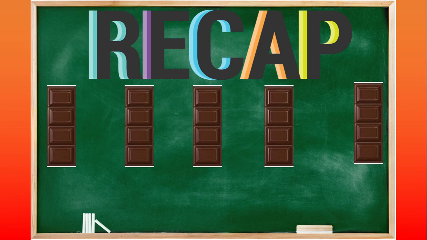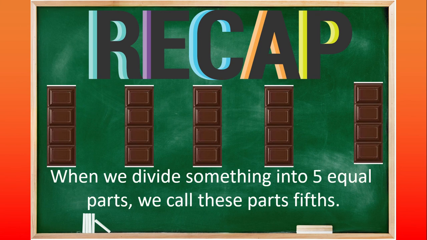Now, if we split up something into 5 equal parts, we call each part a fifth. So this is a fifth, this is a fifth, this is a fifth, this is a fifth, and this is a fifth. If I have 2 pieces out of the 5, I have 2/5. If I have 3 pieces out of the 5, I have 3/5. And if I have 4 pieces out of the 5, I have 4/5. But if I have all 5 pieces of the 5 possible pieces, I have a whole.